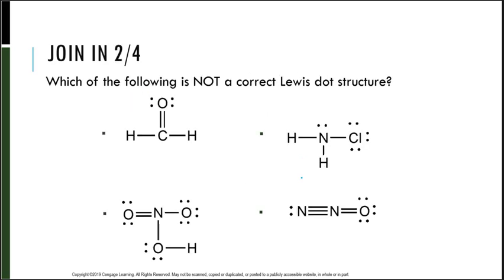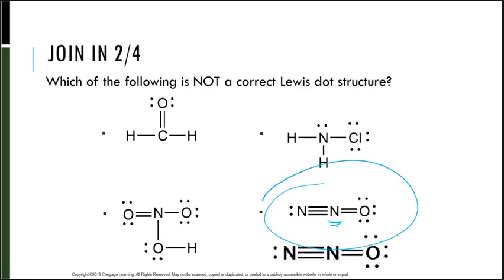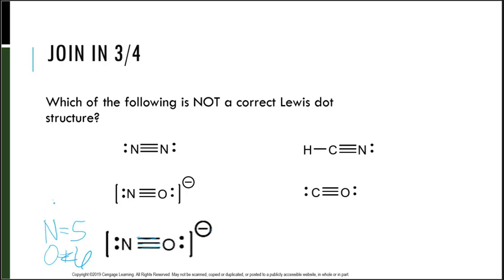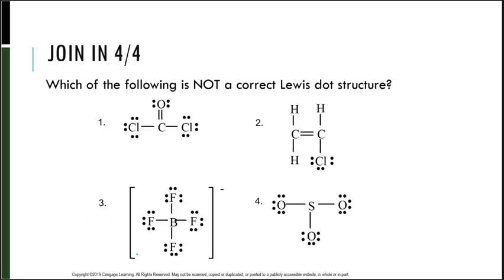Which is not a correct Lewis dot structure? That'd be this guy. This middle nitrogen would have 2, 4, 6, 8, 10 electrons. Which of the following is not correct? It would be this guy. Nitrogen has 5 electrons, oxygen has 6, and if it's a -1 charge, we add 1, so that'd be 12 electrons. 2, 4, 6, 8, 10. There's only 10 here.